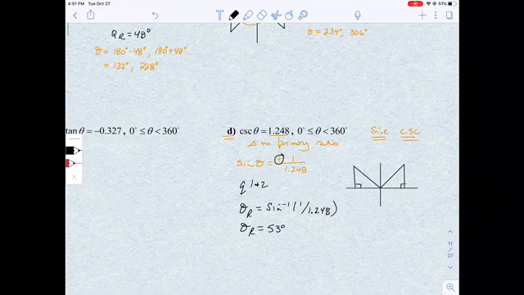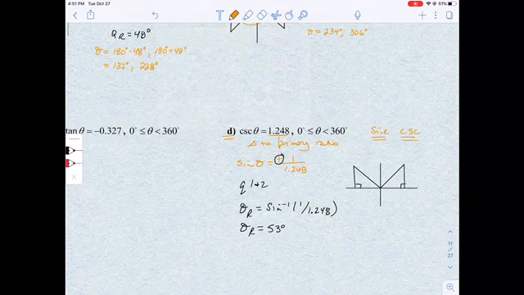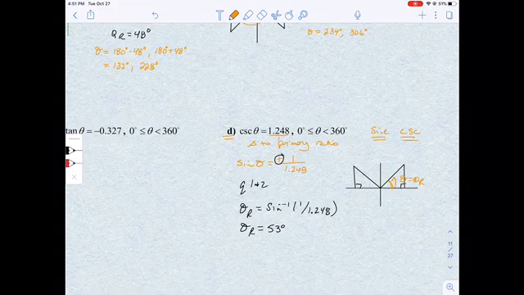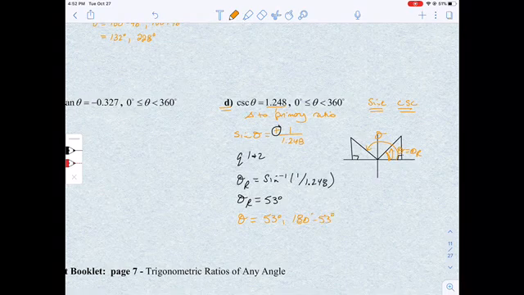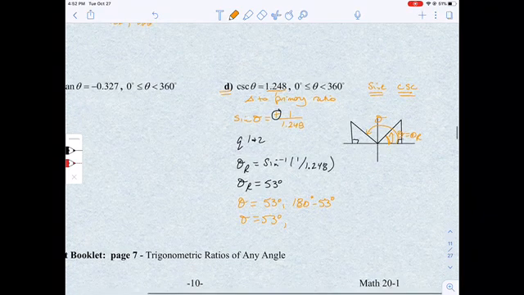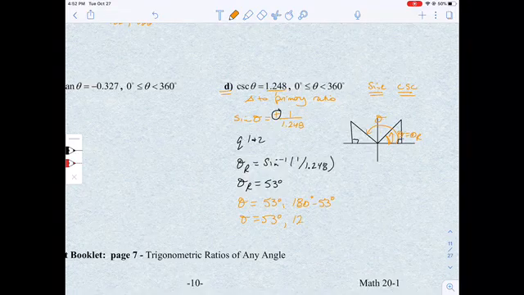Okay, and so what are our two angles? Our two angles are in the first quadrant. So theta here is equal to our reference angle. Right? Because there's our reference angle as well. And in our second quadrant, theta is 180 minus our reference angle. So therefore theta is 53 degrees and 180 minus 53. And so theta is 53 degrees and 127 degrees, if I can do that in my head.